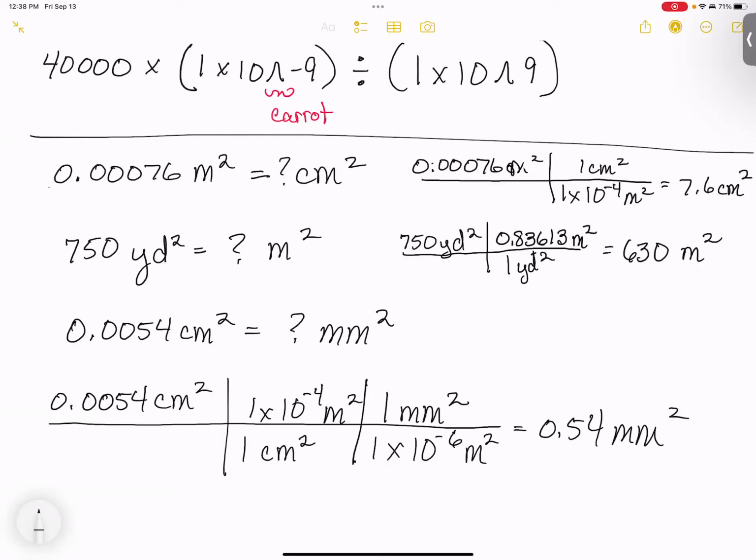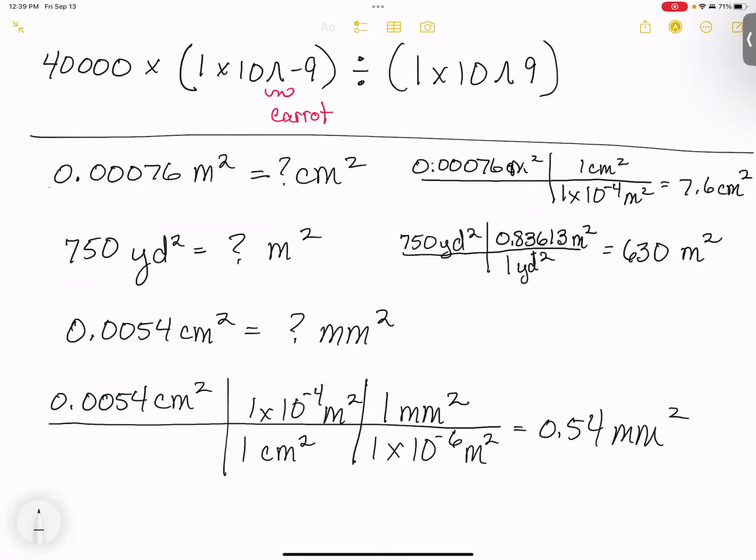The next one, 750 yards squared is how many meters squared? It was 0.9144 meters is 1 yard. When you square 0.9144, you get 0.83613. So 0.83613 meters squared is 1 yard squared. The yard squared cancels out, leaving meters squared. Your answer came out to be 627 something.